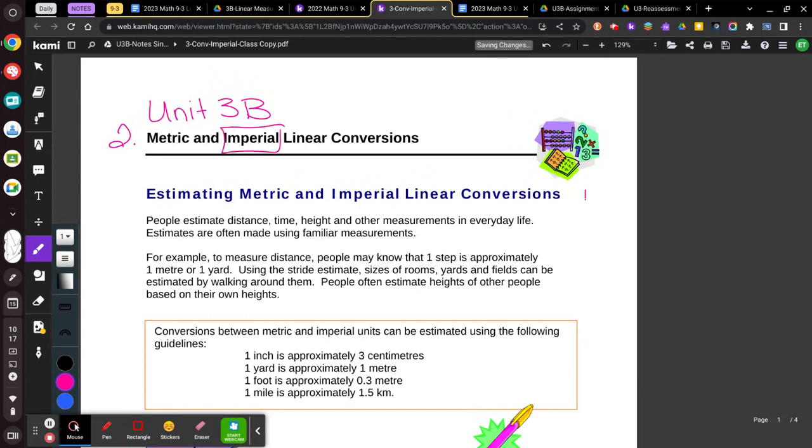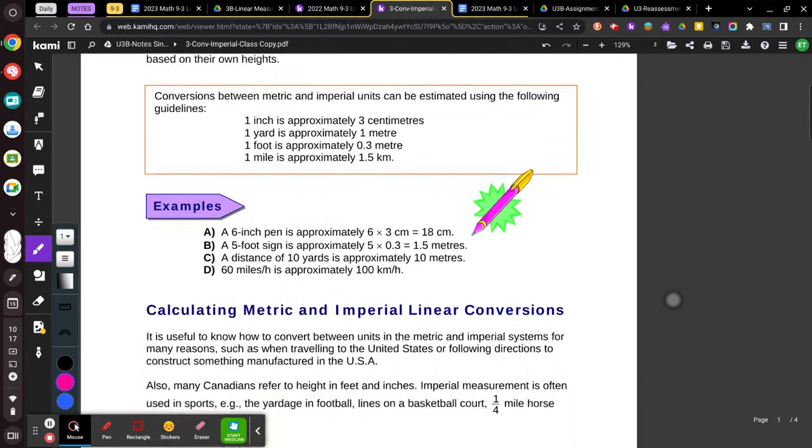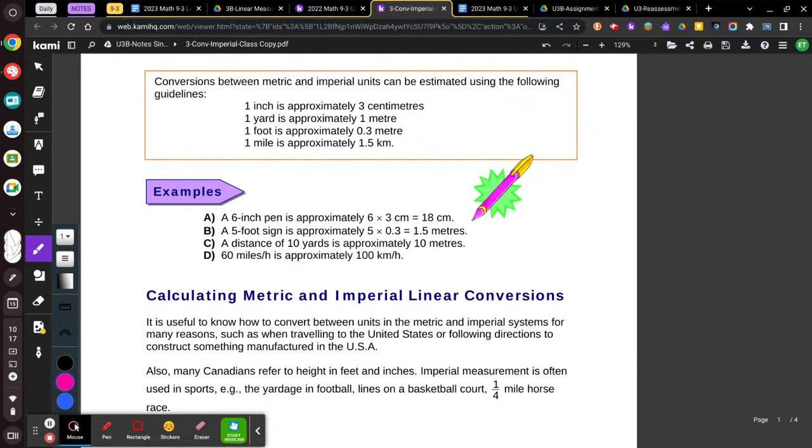So the imperial ones are feet, yards, miles, and inches. Some of the conversions that we usually know are approximations. Approximate means it's close but not exact. For example, an inch is about 2.5 centimeters. We could use what's called a personal referent. Okay, write this down. Personal referent.